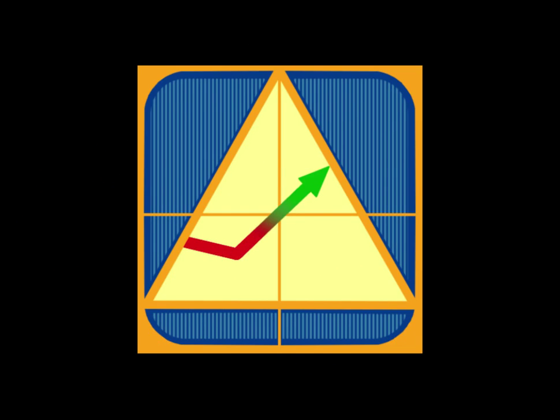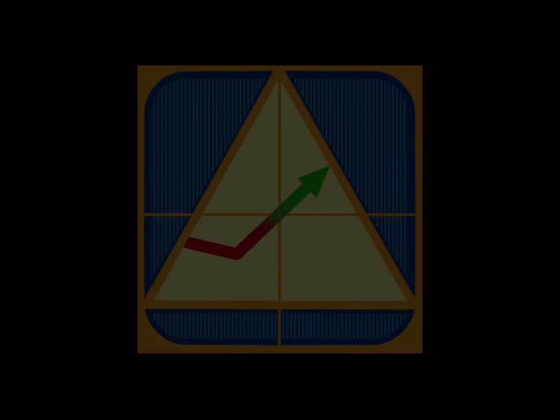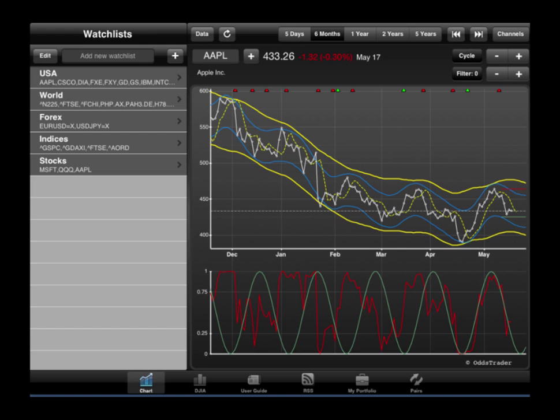OddsTrader is the first and only app that puts the power of Hurst Channels at your fingertips. Hurst Channels were first made popular by J.M. Hurst in his book, The Profit Magic of Stock Transaction Timing, published in 1970. Due to their complexity, they are absent from most charting programs. OddsTrader, however, puts the methodology into an inexpensive and easy-to-use format.